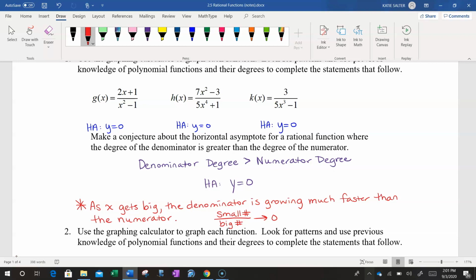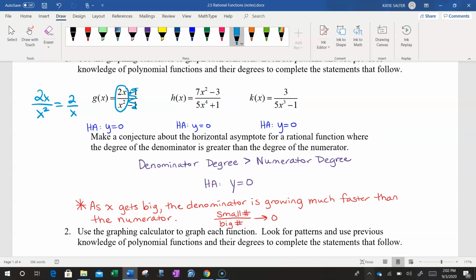A small number divided by a big number is going to converge to 0. Another way to look at it is, as x gets really big, this part of it's not going to matter. So literally, you're looking at these leading terms. You've got 2x divided by x squared, and if I was to reduce that, that would be 2 over x. So as x goes to infinity, 2 over x goes to 0.